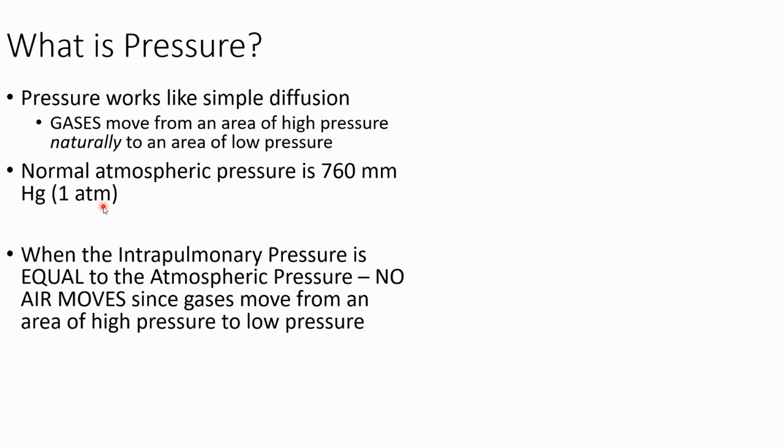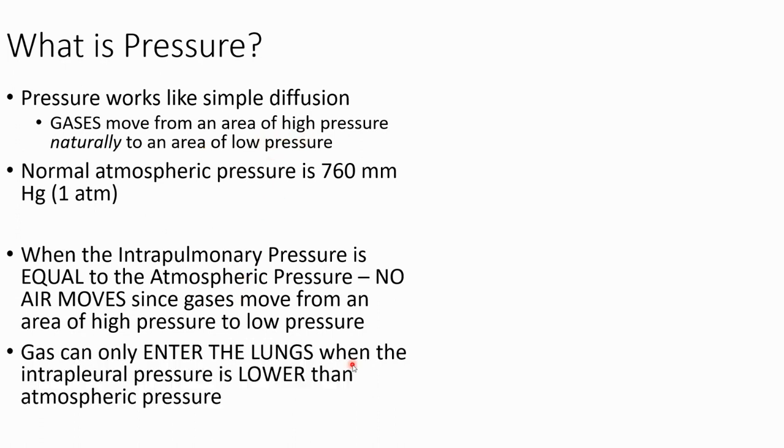So when the intrapulmonary pressure, which is the pressure inside the lungs, is equal to the atmospheric pressure, 1 atmosphere, the atmospheric pressure at sea level is not going to change. It's the pressure inside the lungs that's going to change, okay? But when those two pressures, the inside of the lungs and the outside of the lungs, are equal, notice what happens. No air moves. Because why? Gases move from an area of high to low pressure. If you don't have a difference in pressure, air can't move.